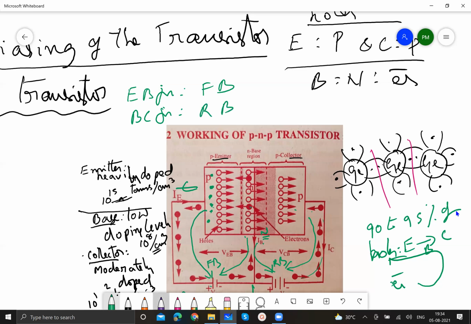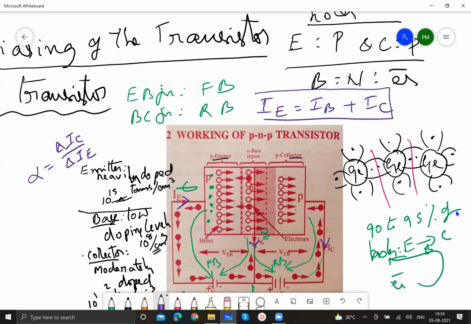And here we are going to define the current gain alpha as change in collector current to change in emitter current. Plus one more thing you can see: the emitter current is going into the transistor, base current is coming out of the transistor, collector current also is coming out of the transistor. So applying the conservation of charge, we can write the equation IE = IB + IC. So the emitter current will be the sum of the base and collector currents.